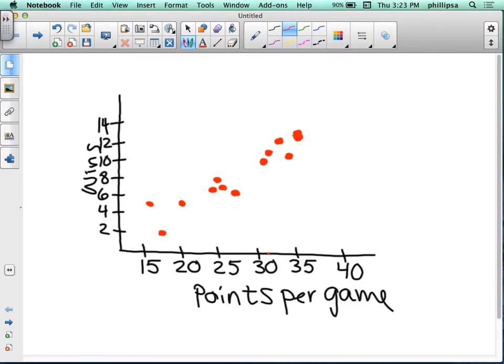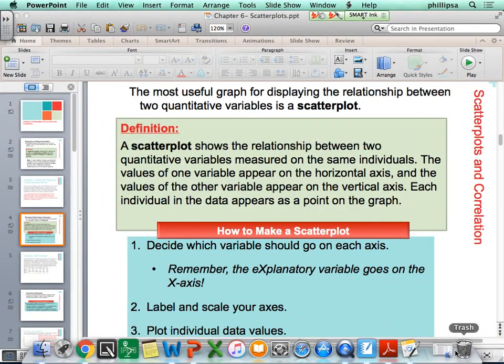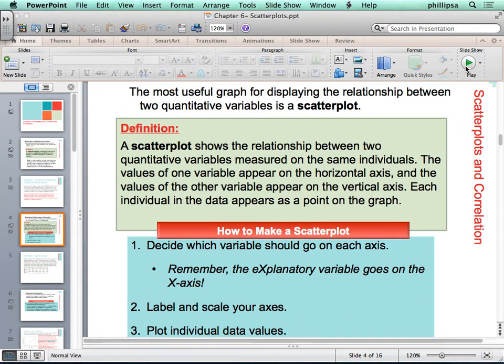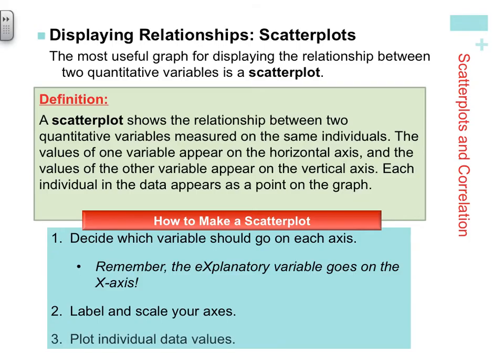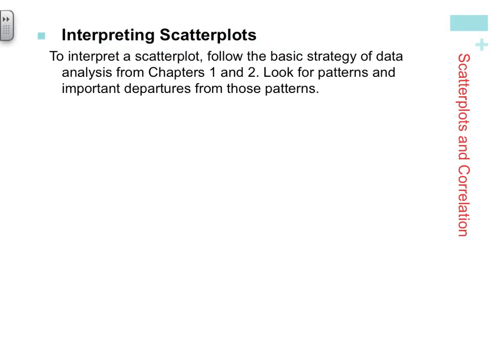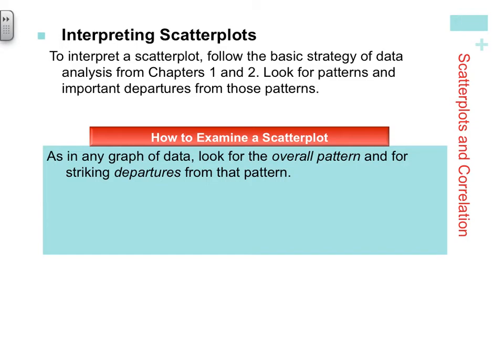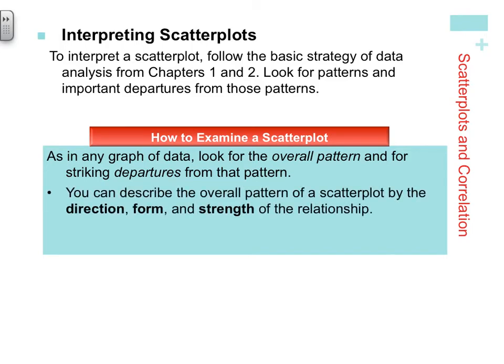Okay. And of course from here, we now have to start to interpret our scatterplots. So we're going to use a lot of the same things that we've been doing in chapters, it wasn't 1 and 2, it's actually chapters 2 and 3. We're going to look for patterns and important departures from these patterns. So as in any graph that we've ever done, well, with quantitative data anyways, we're going to look for our overall pattern and striking departures.